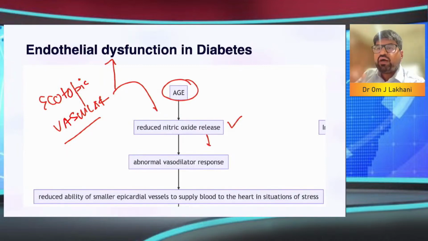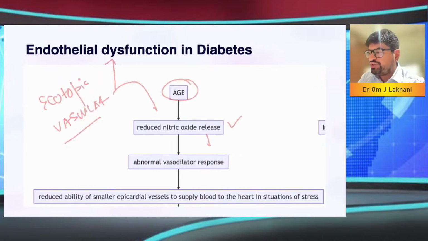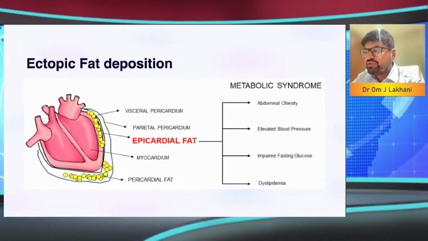So when your heart requires more blood, it requires more vasodilatation, and this often improves cardiac blood flow. But this ability is reduced in patients with diabetes, especially smaller epicardial blood vessels, which fail to supply blood to the heart in situations of stress or critical situations, and often that leads to myocardial ischemia or infarction. Then you have ectopic fat deposition, and this also contributes to heart failure, especially heart failure with preserved ejection fraction.